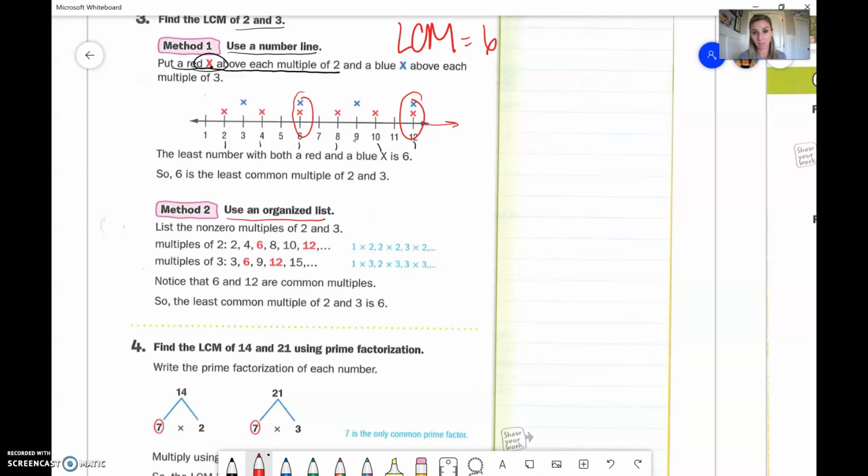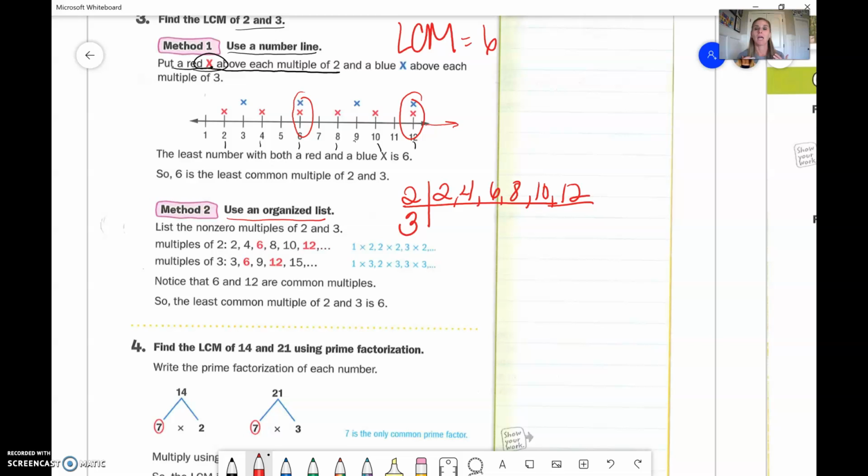Another one is making an organized list. This is the one that I really like. It's basically just listing your multiples. They list their multiples going horizontal. You can list them vertically, it doesn't matter. So they listed the multiples of 2 and the multiples of 3. So they list the multiples of 2: 2, 4, 6, 8, 10, 12, and we could keep going on forever.